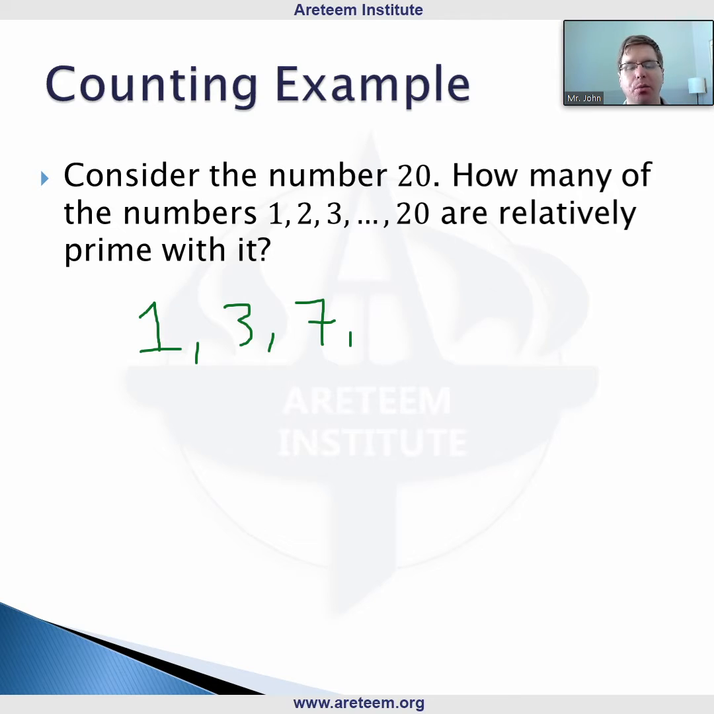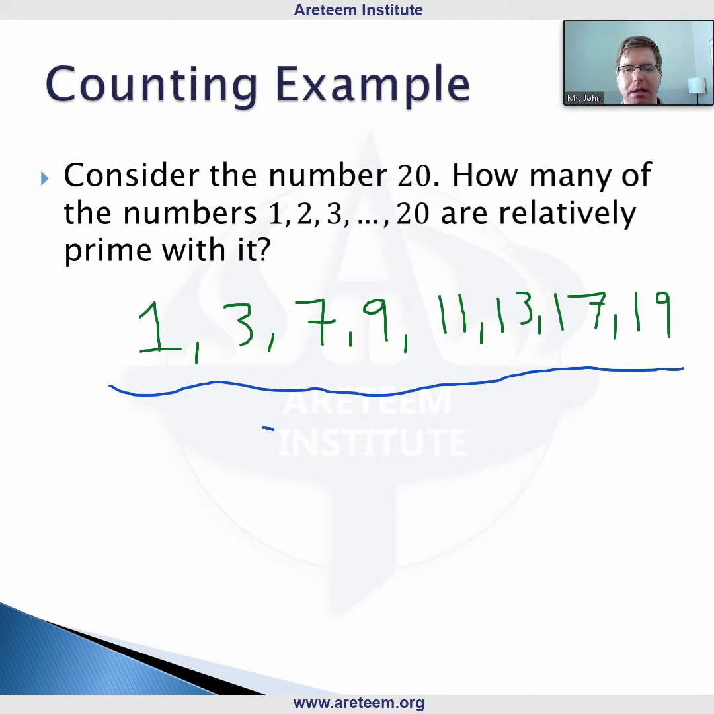Of course, other prime numbers are relatively prime. But 9 also works. We saw that in the previous slide too. Primes 11, 13, 17, and 19 all work as well. But remember, my final question is how many are there? And there are 8 in total here. So we have 8 numbers from 1 to 20 that are relatively prime to 20 in this case.